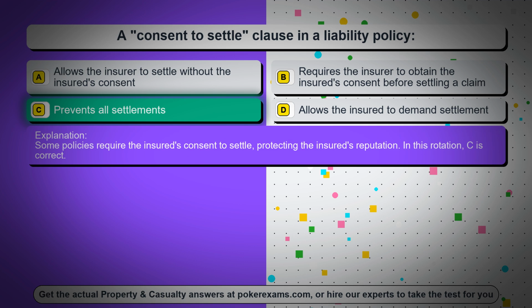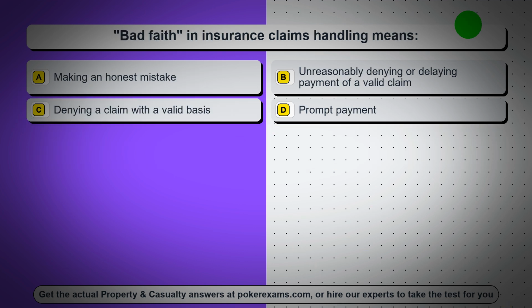Some policies require the insured's consent to settle, protecting the insured's reputation. In this rotation, C is correct. Question 64. Bad faith in insurance claims handling means.